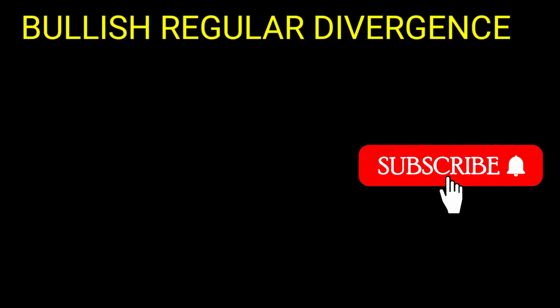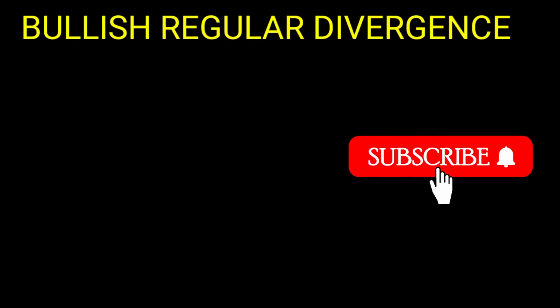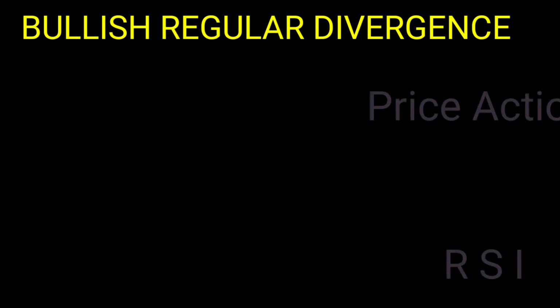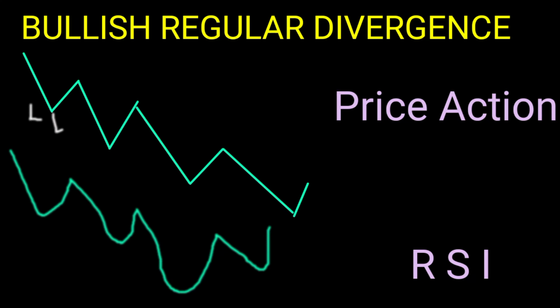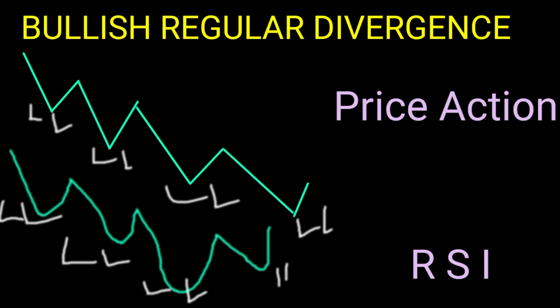So let's go to the second type of a regular divergence, which is a bullish regular divergence. A bullish regular divergence occurs after a downward trend. So when you're having a downward trend and the price action is making lower lows and lower highs, the RSI also is making lower lows and lower highs. However, it gets to a point where the price action continues to make a lower low, but the RSI, instead of making a lower low, will be making a higher low.